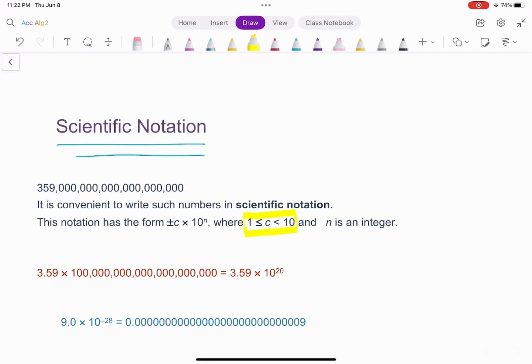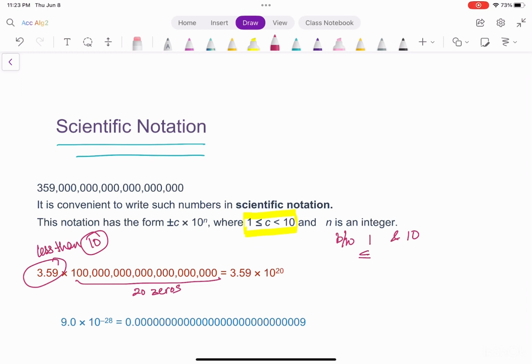So one thing you need to remember is that your number should be greater than or equal to 1 but less than 10. That's what we are trying to achieve. So for this big number, we cannot take 359. We cannot write it as 35.9. I need that number to be between 1 and 10. So they wrote 3.59, which is less than 10, and all the zeros are taken as the power, times 10 to the power of 20.